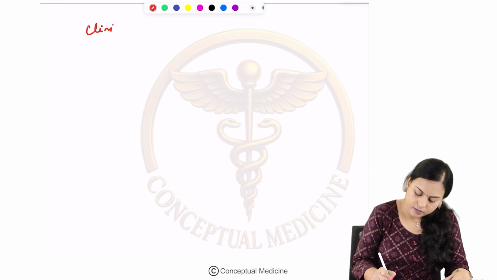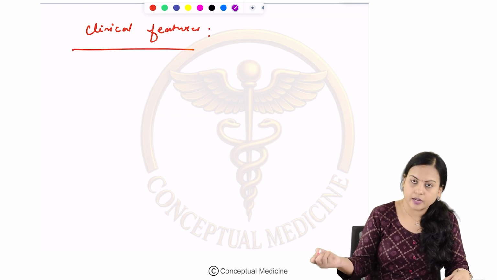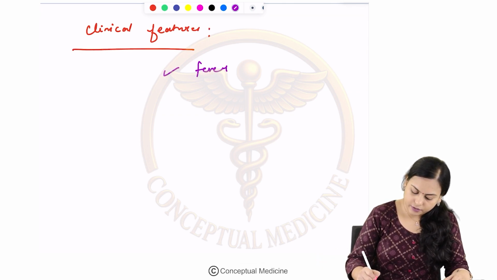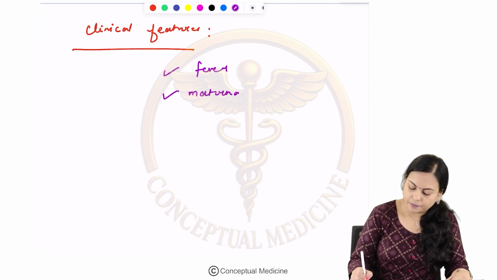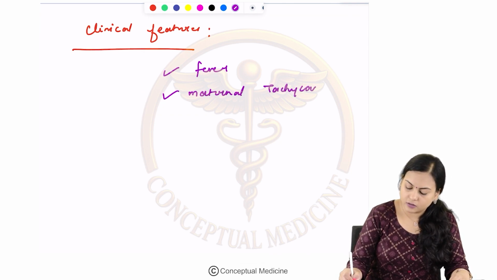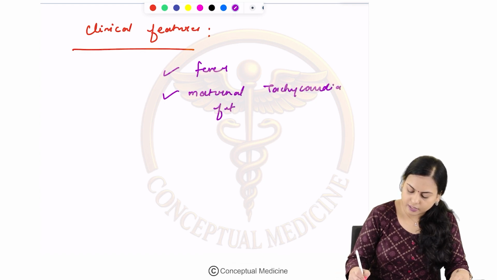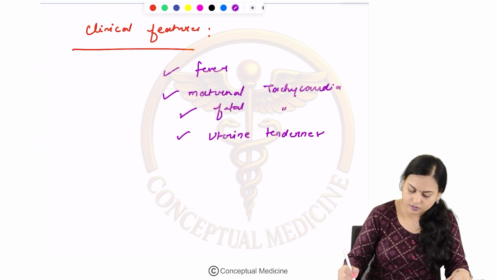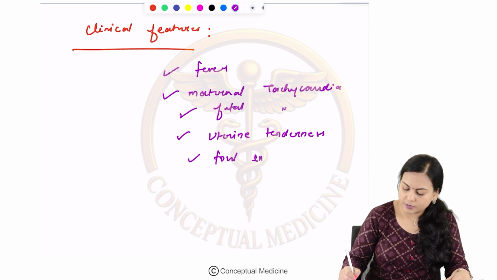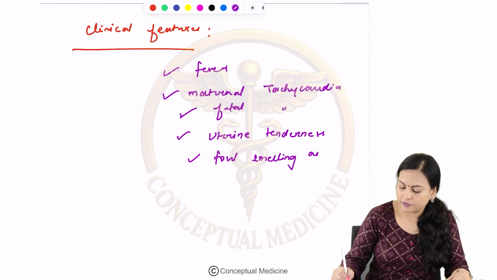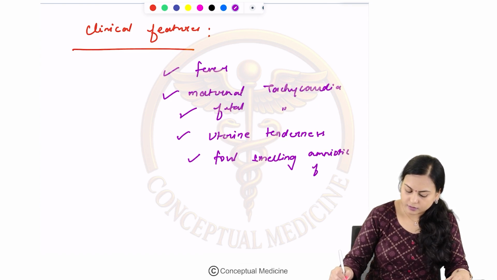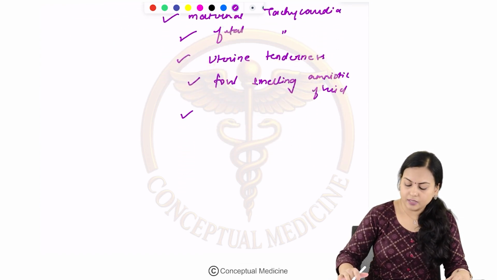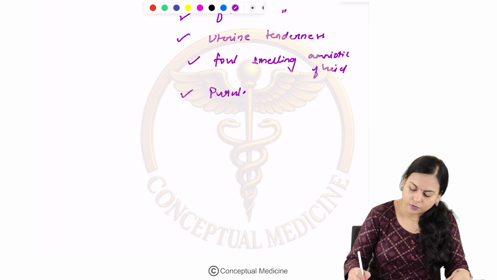Okay. Now we'll see what are the clinical features. Clinical features in chorioamnionitis include fever. There will be maternal tachycardia or fetal tachycardia. Then on examination there can be uterine tenderness. There will be foul smelling amniotic fluid, and there can be purulent discharge also.